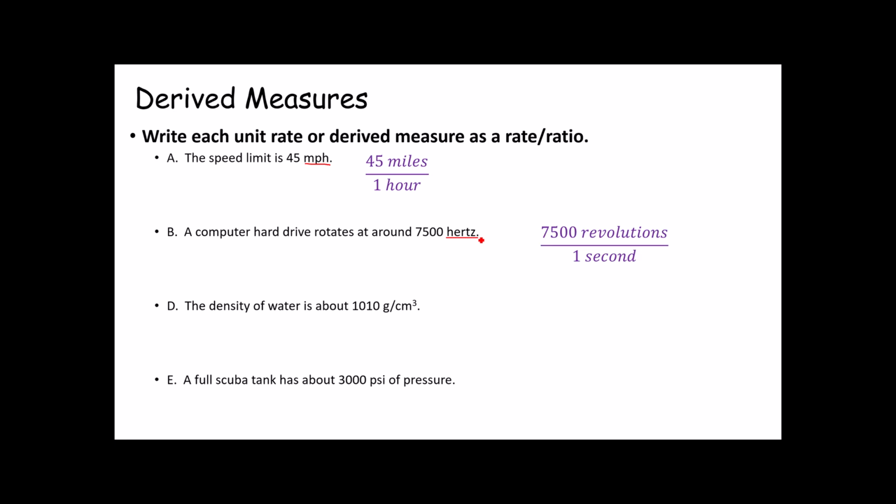Revolutions per second. How many times the hard drive disk rotates in a second. The density, we know this one, of water is about 1,010 grams per cubic centimeter. And a full scuba tank has about 300 psi of pressure. Do you know what pressure, psi, is? That's pounds per square inch. A lot of times when you're given application problems, you're going to be given these little buzzwords: hertz, density, psi. And it's important for you to be able to recognize that those are just shortcuts or abbreviations for each of these rates.